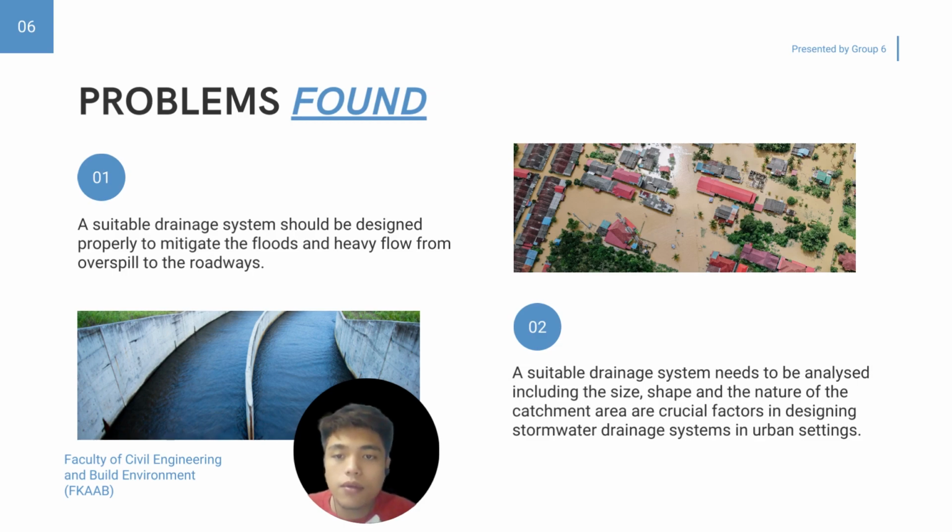The problems that we found: firstly, a suitable drainage system should be designed properly to mitigate the floods and heavy flow overspilling onto the roadways, which always happens at Taman University when there is heavy pouring. Secondly, a suitable drainage system needs to be analyzed, as the size, shape, and nature of the catchment area are crucial factors in designing stormwater drainage systems in urban settings.